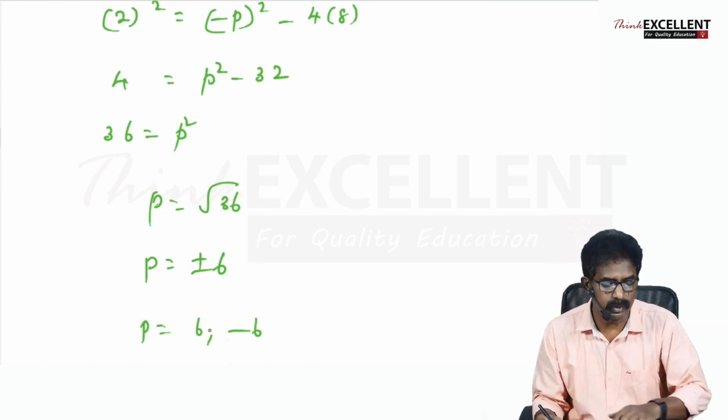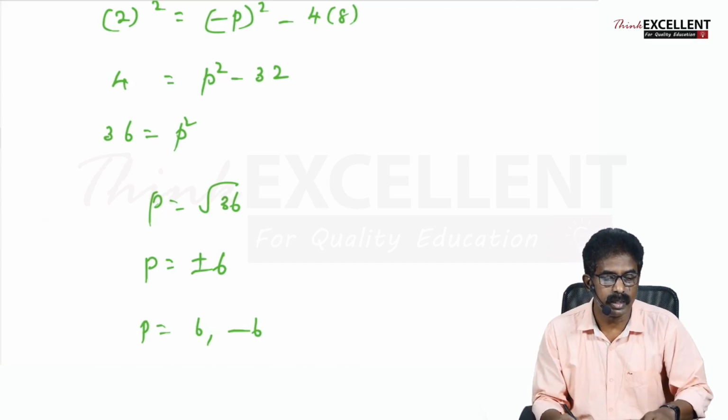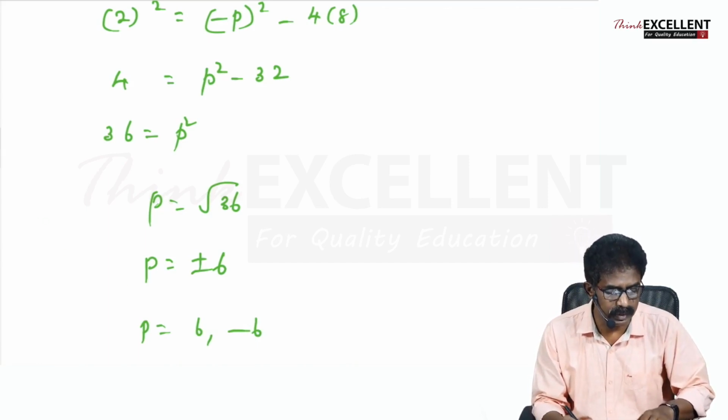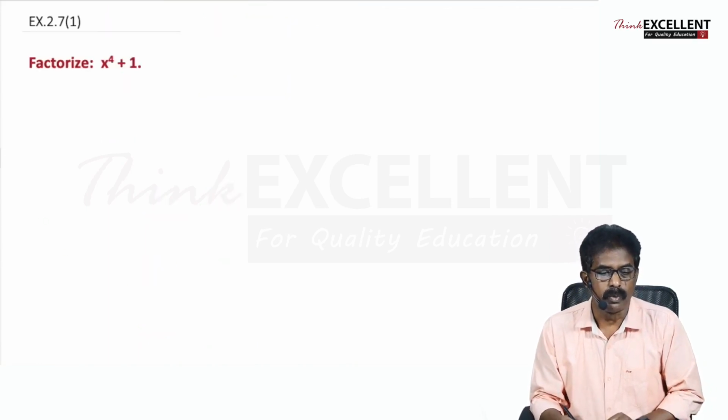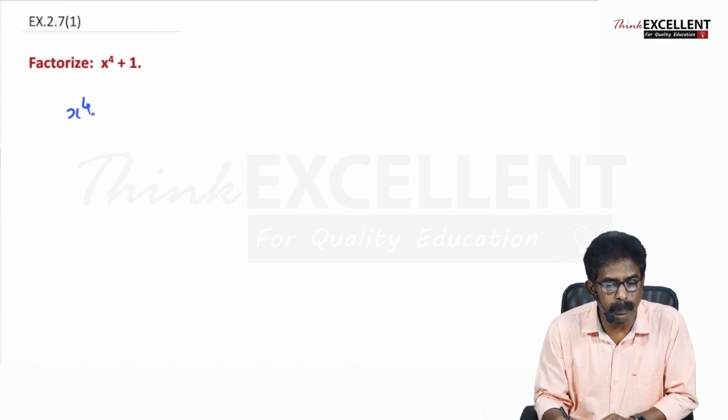Hope you understood this one. It's a very simple question, just you need only one result. Now we move on to the next exercise. Only two questions, we just finish that one. Factorize x squared plus 4. They didn't ask you to solve, it's not an equation. One expression given, x raised to 4 plus 1.